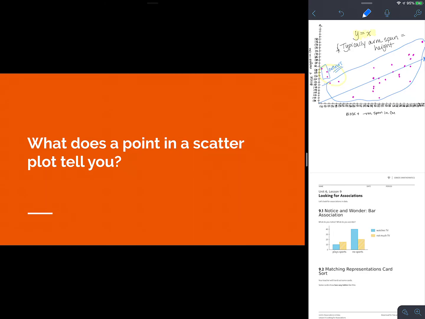So what does a point on the scatter plot tell us? In general, it tells us the two measurements about an individual in a population. In terms of what we looked at, it told us about their arm span and their height. What is an association between variables? A trend that suggests that as one variable increases, the other variable tends to increase if it is a positive association, or decrease if it's a negative association.